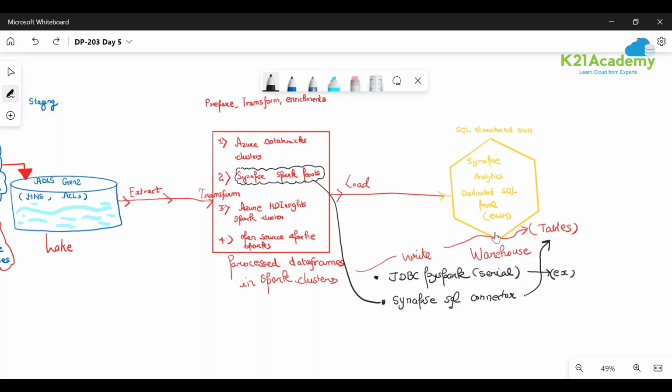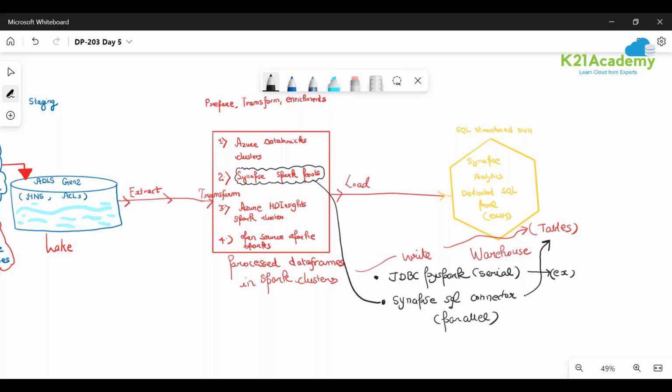So in modern data warehousing, the processed data frames that we have in the Spark clusters will be written to the tables in the data warehouses using either JDBC PySpark serial or the Synapse SQL connector, which is a parallel writer, a parallel data movement service connector. And that's how we write the data to the warehouse. But is it always that you will directly write the data to the warehouse? Some companies also maintain processed data frames in the Delta format on the Delta Lake for long-term storage of the data and subsequent Delta analytics.